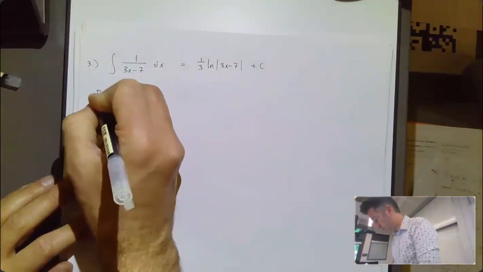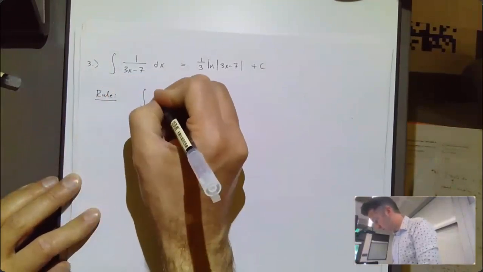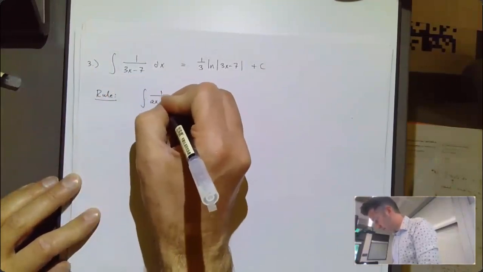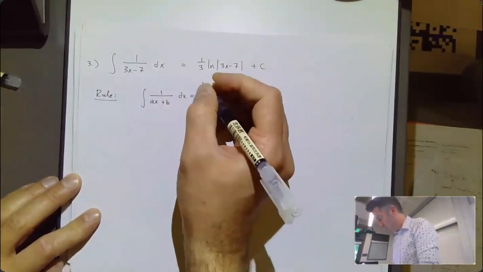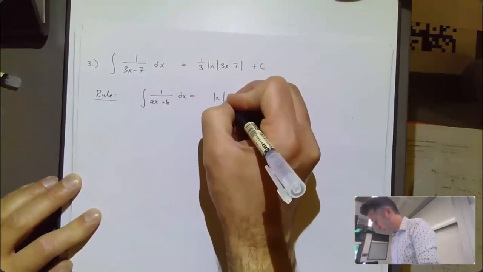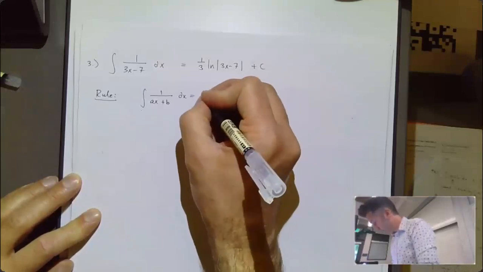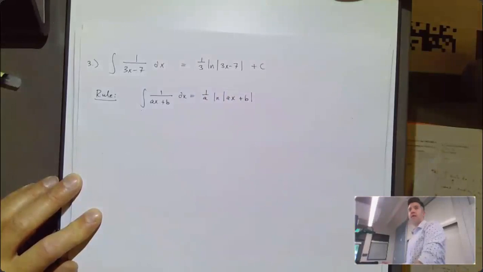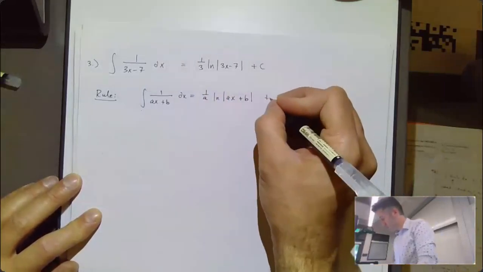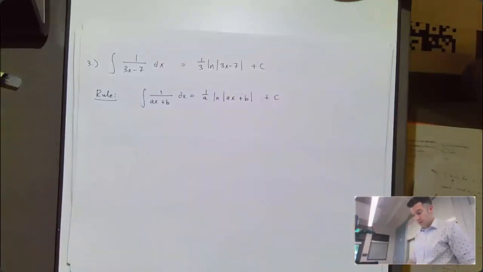So we can totally make a rule. This will always work. The antiderivative of 1 over ax plus b is going to equal the natural log of the absolute value of ax plus b. And then we need to multiply by 1 over a to account for that eventual multiplication. Plus c.